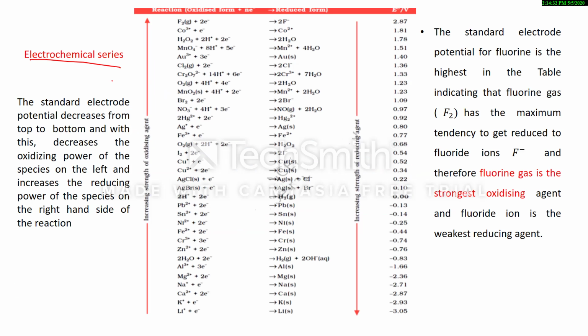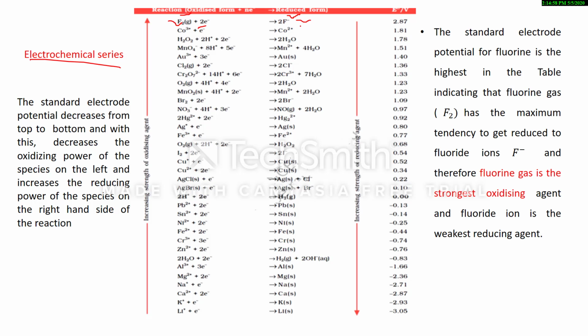This is the electrochemical series. Now just see this one. This is the reaction taking place. First, if we see F2 plus 2 electrons converting into 2F minus, this is a reduction process. So we can say this F2 is the oxidized form and it gained the electrons and is reduced. That's why we can say 2F minus is the reduced form.